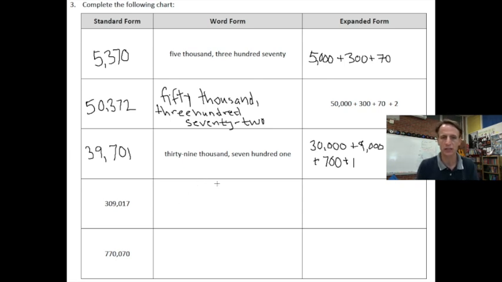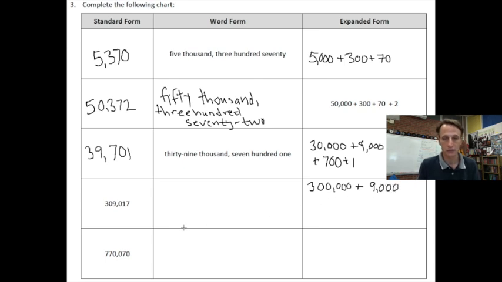Let's go to expanded form from the standard form first. Then we'll go back to word form. So we have a 3 in the 100,000s place. Its value is 300,000. And we have a 0 in the 10,000s place. We don't have to write anything for that, right? So we'll go right to that 9. What place is it in? Thousands place, so its value is 9,000.